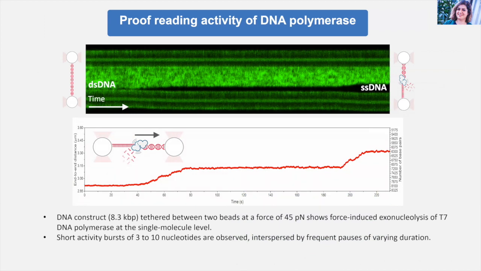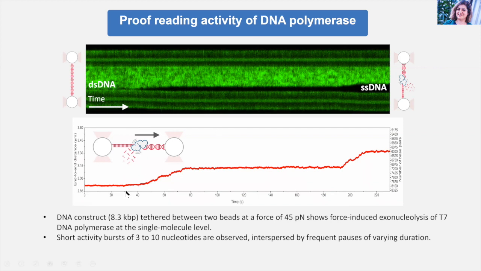Here is an example of looking at proofreading activity of DNA polymerase. It's known that if DNA is under tension at higher forces, above 40 piconewtons, you can trigger exonuclease activity of DNA polymerase. Again, it shows a kymograph of, sorry, not lambda, an 8.3 kb DNA substrate labeled with Cytox. At the beginning, you see fluorescent intensity between the beads that is kind of uniform. And as the DNA polymerase starts to act on DNA and make single-strand DNA, you start to see these gaps, which indicate production of single-strand DNA.